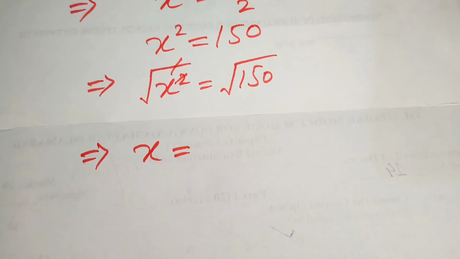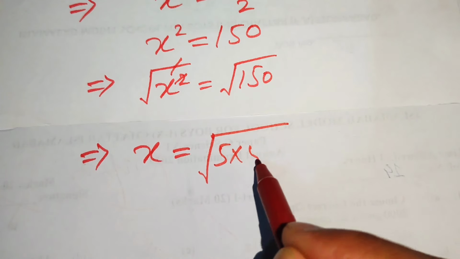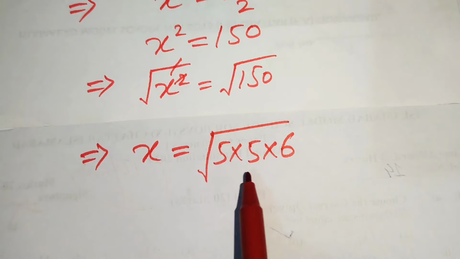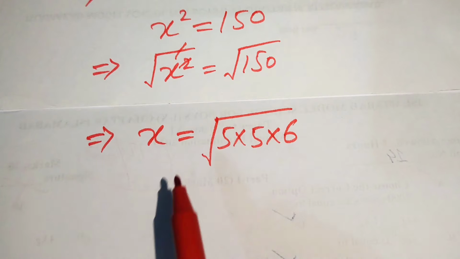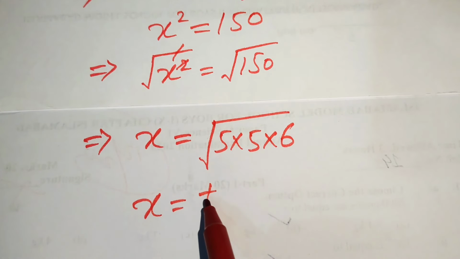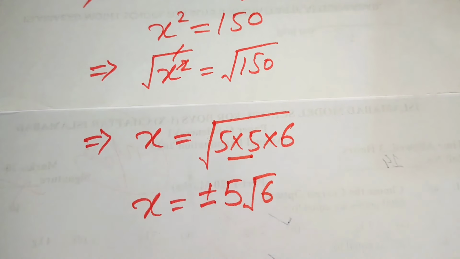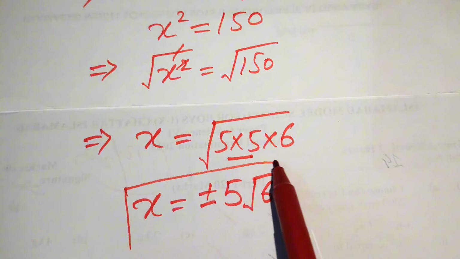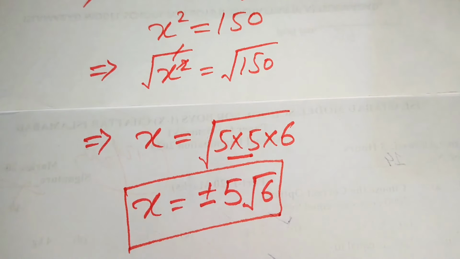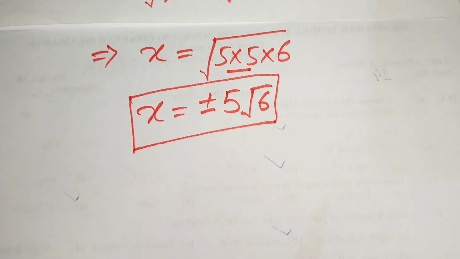So now we write this 150 into the simplified form, and we write it as 5 multiplied by 5 multiplied by 6, because 5 times 5 is 25 and 25 times 6 is 150. And now we write x equals plus minus 5 into square root of 6, because this pair is outside the square root sign and we get only 5, and these are the values of x.